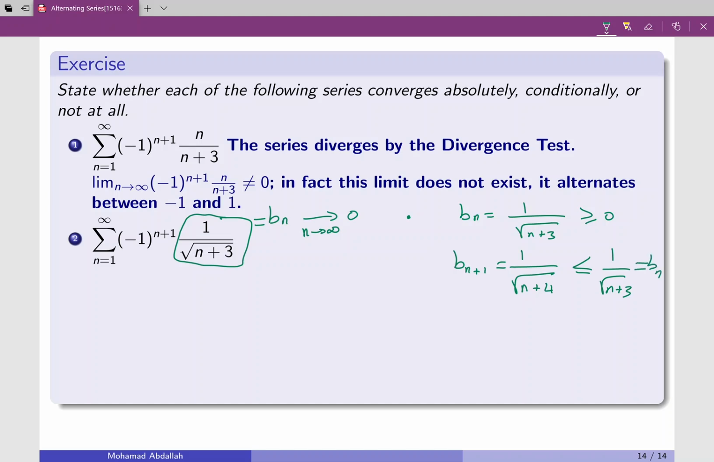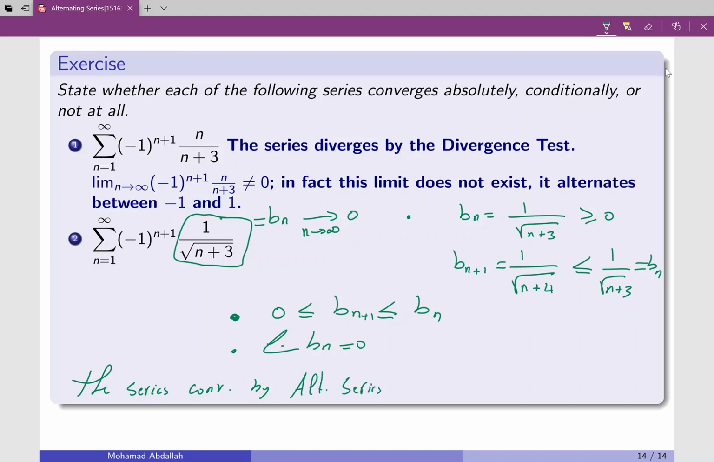So yes, I have the two conditions satisfied. The first one, 0 is less than or equal to b sub n plus 1, which is less than or equal to bn. So bn is decreasing, the limit of bn is 0, then the series converges by the alternating series test.